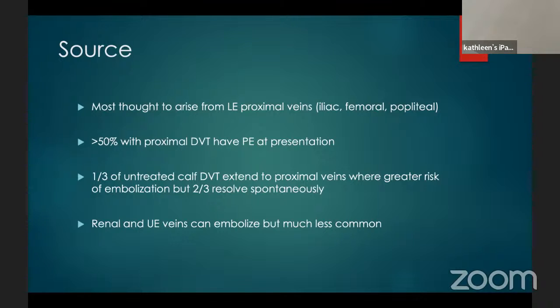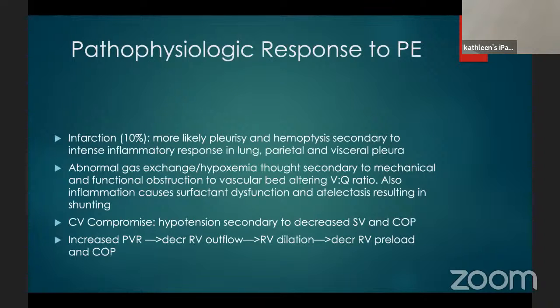Renal and upper extremity veins can embolize. Thrombus in renal and upper extremity veins can embolize, but this is much less common. Pulmonary emboli are typically multiple, with the lower lobes involved in the majority of cases.